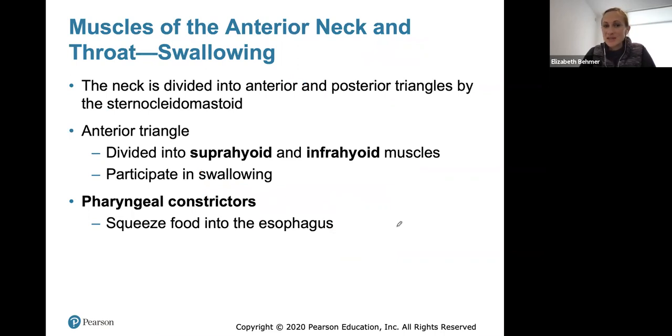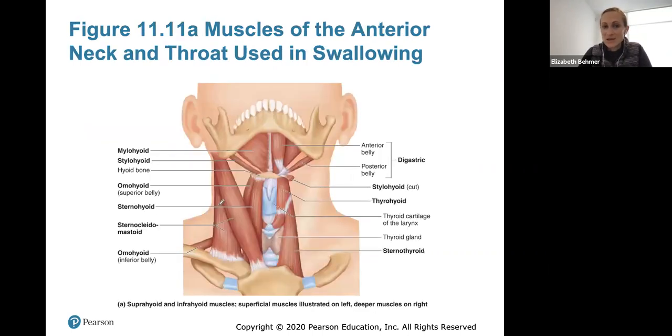Many muscles of the anterior neck and throat help to swallow. The neck is divided into an anterior and posterior triangle. We have muscles that are either superior to the hyoid or inferior to the hyoid to help with swallowing. And then you have pharyngeal constrictors, which will squeeze the food into the esophagus. So here are muscles in the anterior neck and throat used in swallowing.